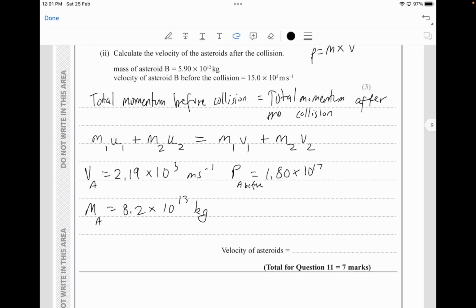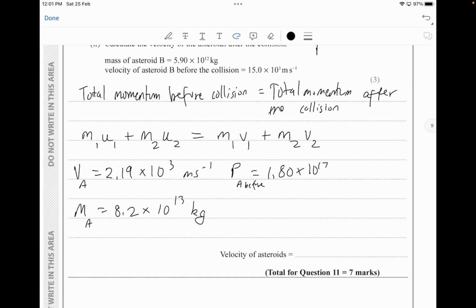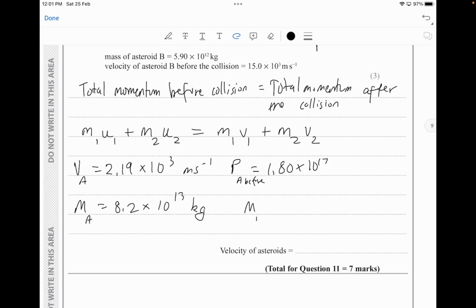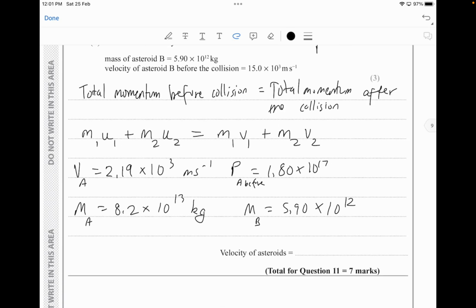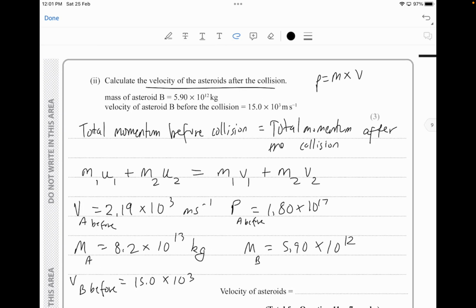Now we know the velocity in this case. We're going to write down the mass of B as well, so we can see that clearly: 5.90 times 10 raised to the power of 12. And the velocity of B before is 15.0 times 10 raised to the power 3. So what we have to do is calculate the velocity of the asteroids after the collision.